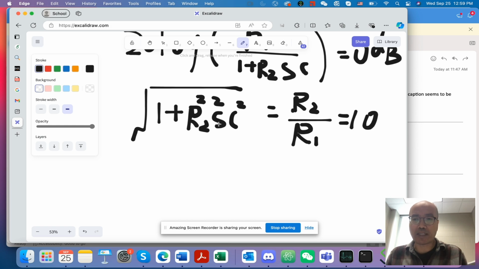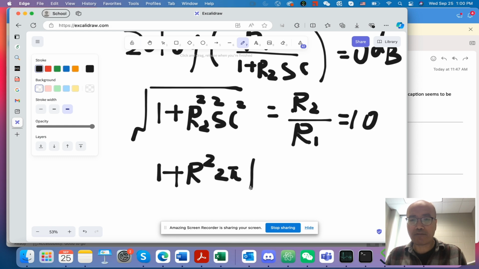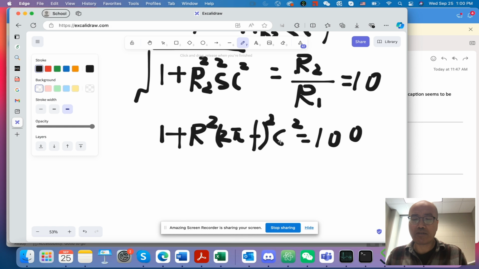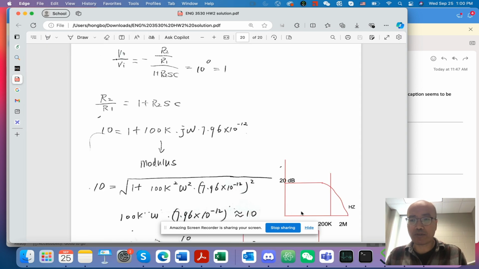Alrighty, so again, this S here is J omega, omega is 2 pi F, right? So it is 1 plus R squared, 2 pi F squared, C squared, equal to 100. In this case, we know C from the last one and we know R2, so we can calculate F, right? F is the 0 dB frequency.